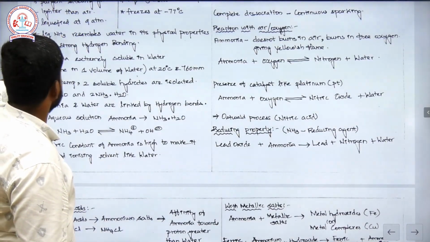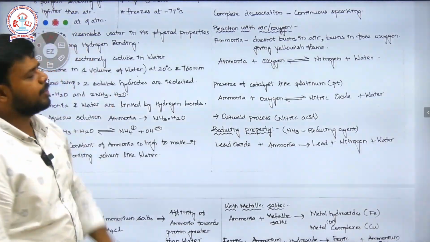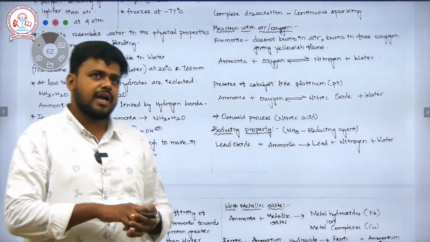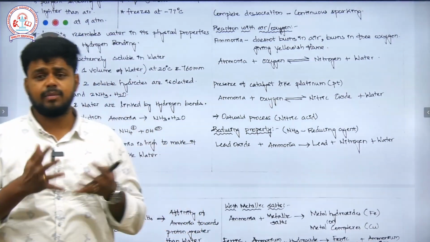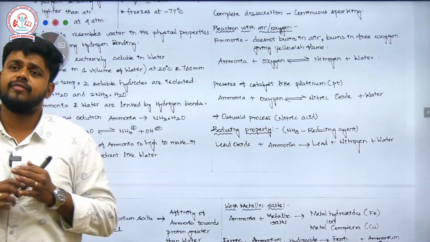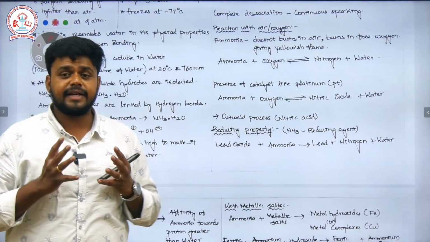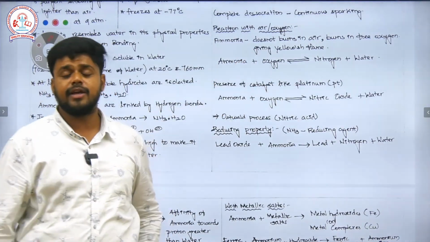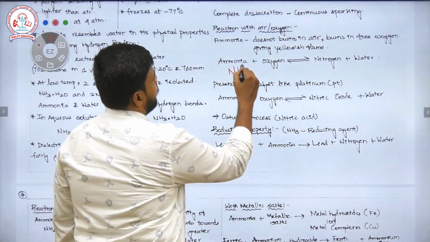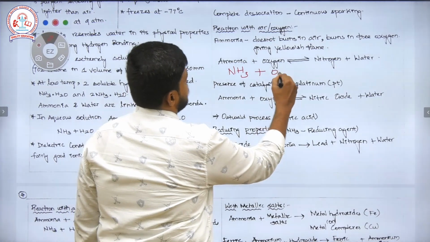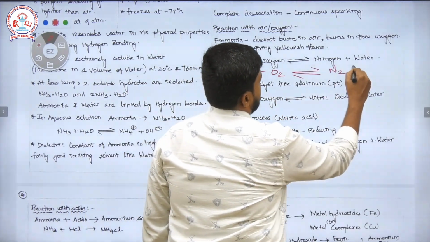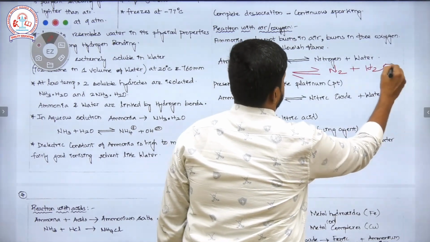Ammonia does not burn in air, but it burns in free oxygen, giving rise to a yellowish flame. Obviously, when I say air, it is a mixture of various gases, but ammonia doesn't react with the whole mixture. When there is a mixture of gases, it reacts with oxygen, giving out a yellowish flame. Looking into the reaction, ammonia will react with oxygen to form nitrogen and water.